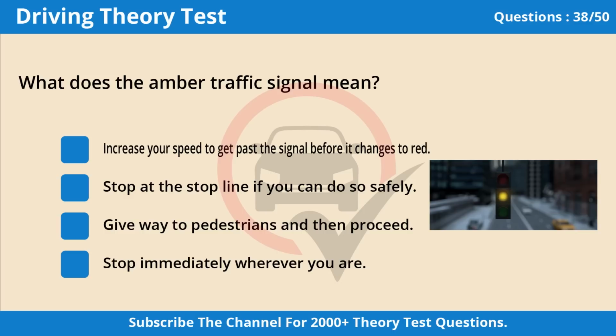Question 38. What does the amber traffic signal mean? A. Increase your speed to get past the signal before it changes to red. B. Stop at the stop line if you can do so safely. C. Give way to pedestrians and then proceed. D. Stop immediately wherever you are.